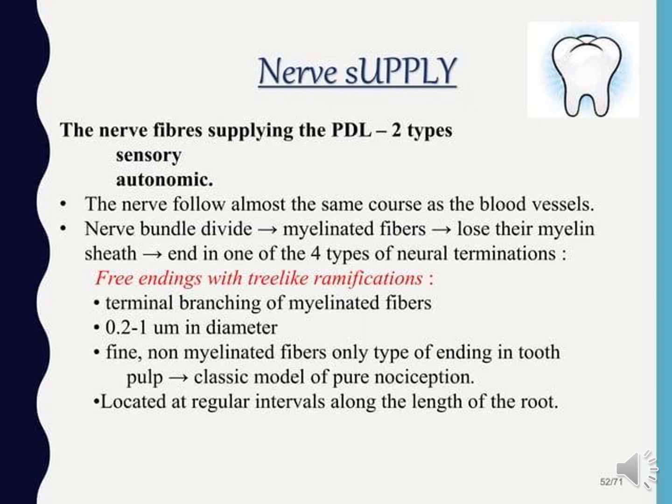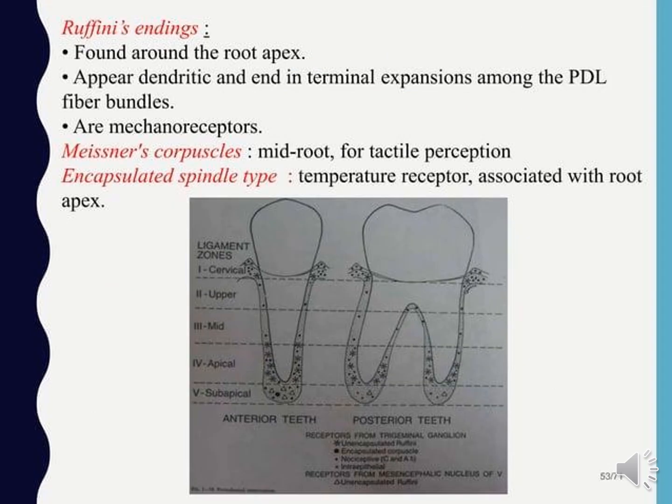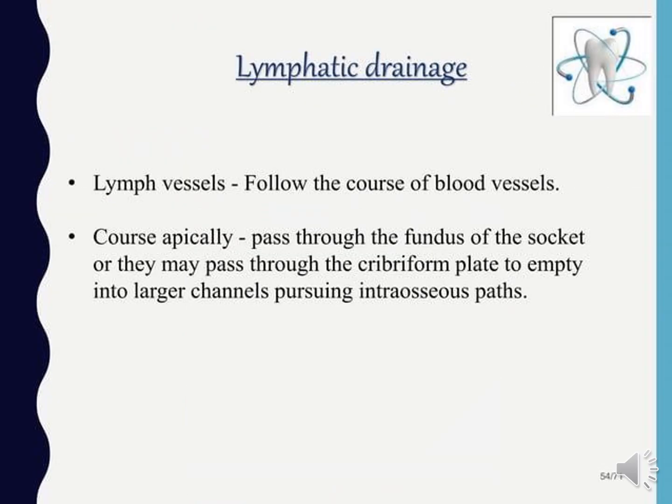Coming to nerve supply, the nerve supply of the PDL is of 2 types, sensory and autonomic. The nerve bundles divide, myelinated fibers lose their myelin sheath, and end in one of 4 types of neural terminations. Free endings found around the root apex appear dendritic, with terminal expansions among the PDL fibers. Coming to lymphatic drainage, lymph vessels follow the course of blood vessels. They course apically, passing through the fundus of the socket, or pass through the cribriform plate to empty into larger channels.